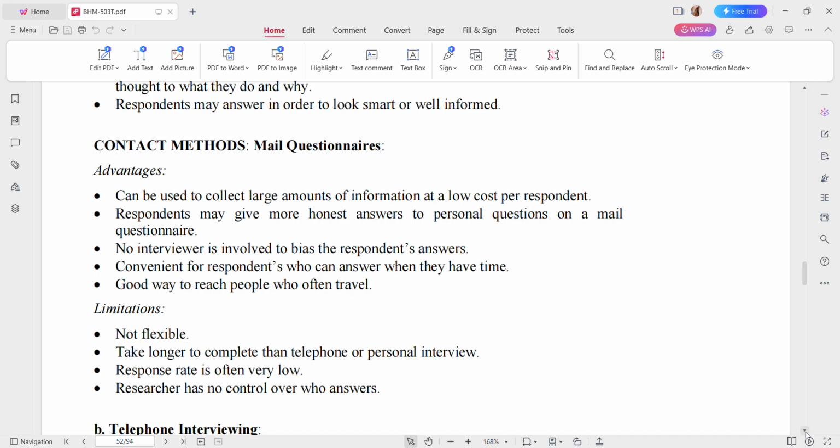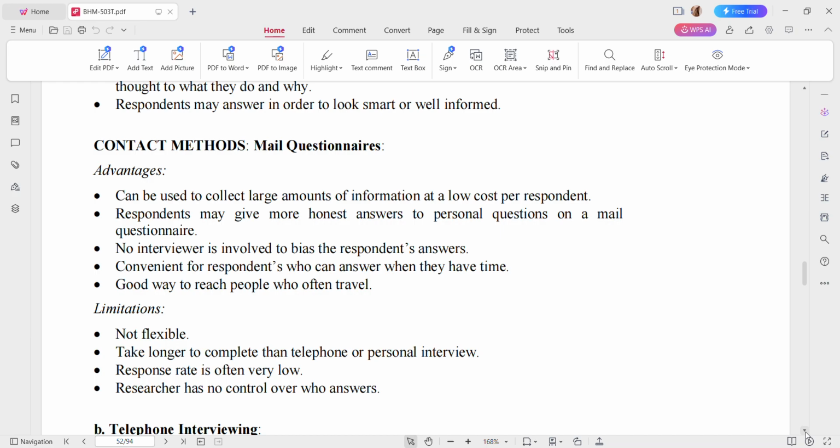Okay, now, convenient for respondents who can answer when they have time. It's very convenient because they can answer the questions anytime they want, so long as they're available. Now, good way to reach people who often travel. Yeah, because you can just send them the link and they can access it and answer the questions whenever they want. Now, although it has advantages, it also has limitations.